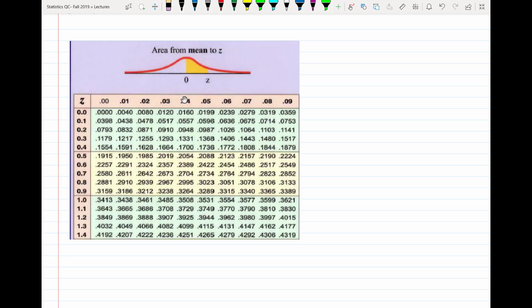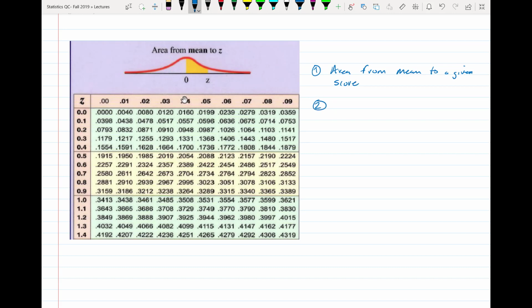I wanted to put together a brief video for you showing you once again how to use this table to solve z-score problems. There are three things to remember in looking at this table. The first one is that the table is always going to give you the area, as it says here, the area from the mean to a given z-score.